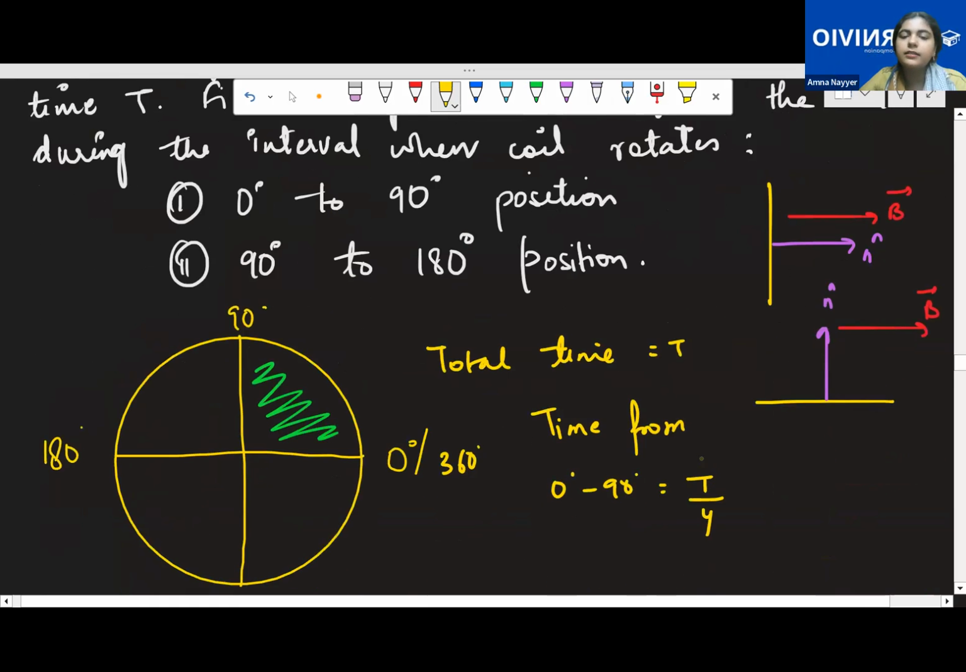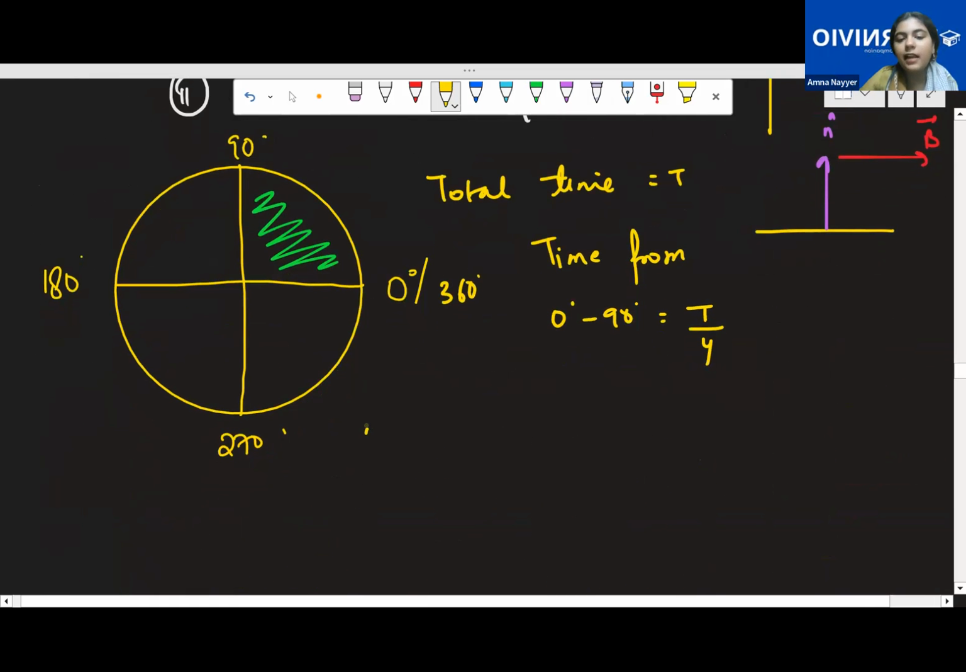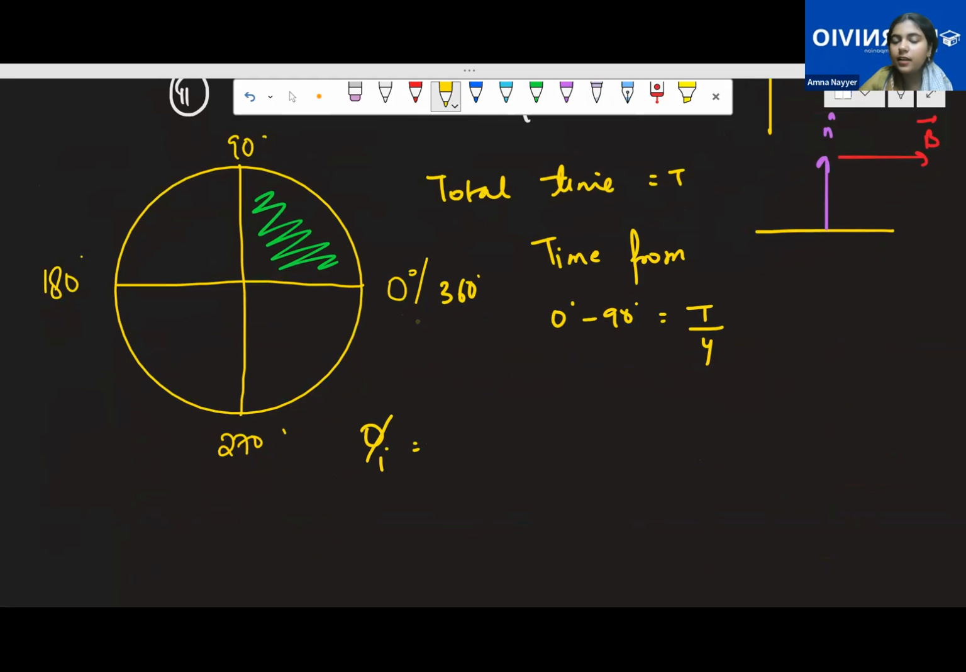Number of turns are in there. Now initially, let's calculate the initial flux. Initial flux means the 0 degree. So we'll have B dot A as our formula. So this will be BA cos 0 degree because initial angle is 0 degree. Now cos 0 is 1. So this becomes BA.